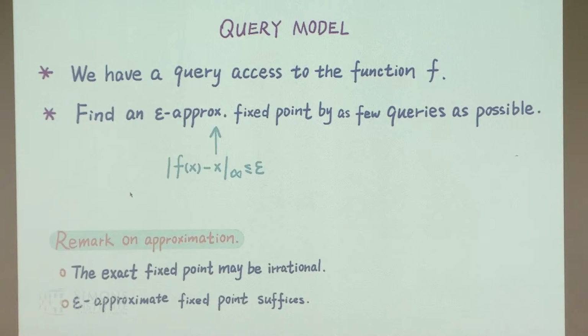The first is the necessity of approximation, because we are working in a black box model. The underlying function has a unique fixed point, but the unique fixed point may be irrational, so it may not be feasible to compute the exact fixed point. This is the necessity to study the epsilon approximate fixed point. And the sufficiency is that in most cases that we care about in applications, an epsilon approximate fixed point suffices.